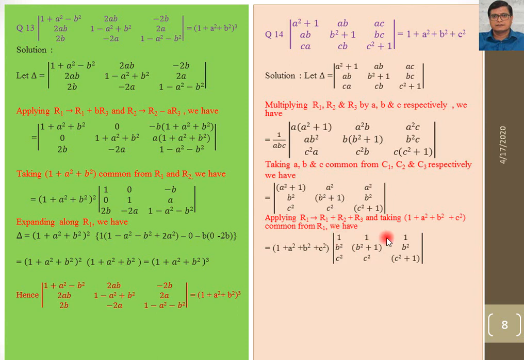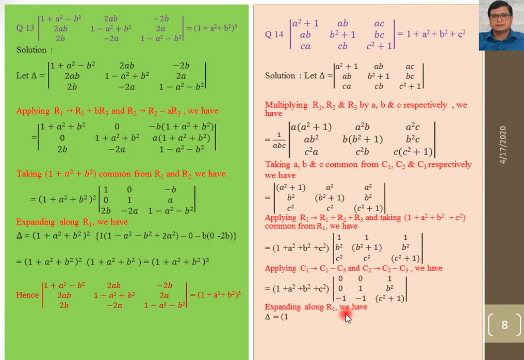Now since these elements are 1 here, you know that we can use this operation: in C1, C1 minus C3, in C2, C2 minus C3. After this we get the simplified values 0, 0, 1, 0, 1 and b² minus 1, minus 1 and c² + 1. Then we can do the expansion along either R1 or C1. We can do any expansion here. So we have the required answer, right?